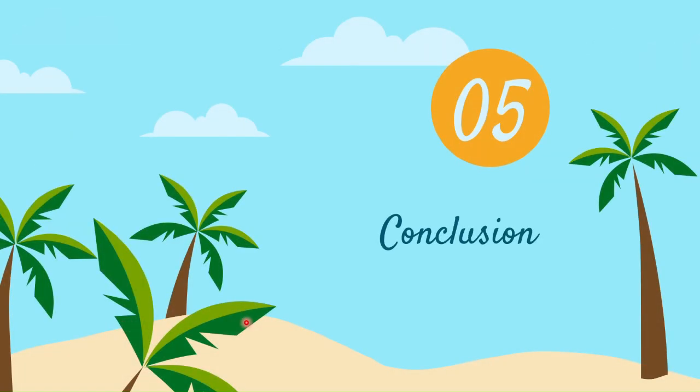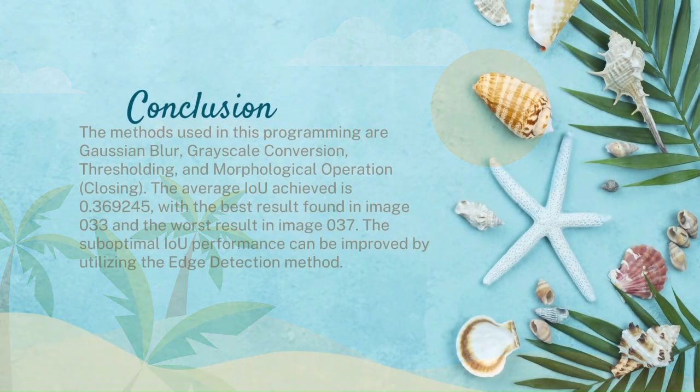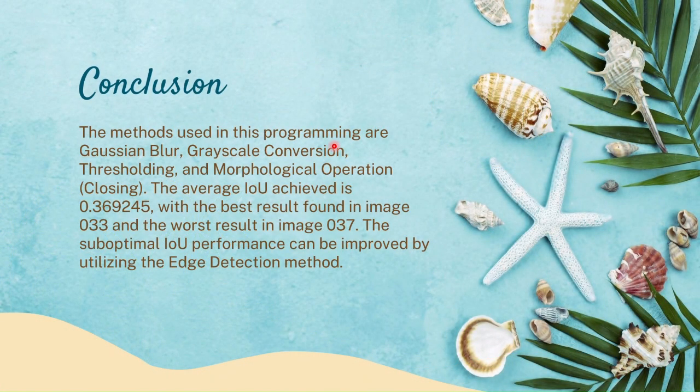Last is the conclusion. The methods used in this programming are Gaussian blur, grayscale conversion, thresholding, and the morphological operation closing. The average IOU achieved is 0.369245, with the best result found in image 33 and the worst result in image 37. The suboptimal IOU performance can be improved by utilizing the edge detection method.